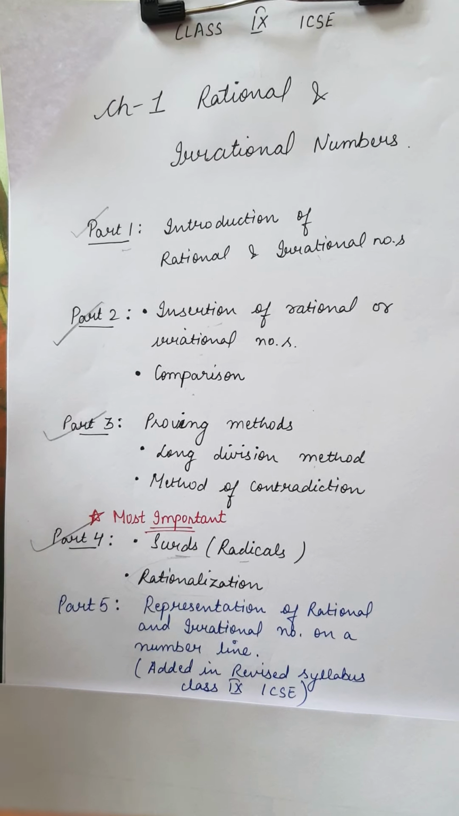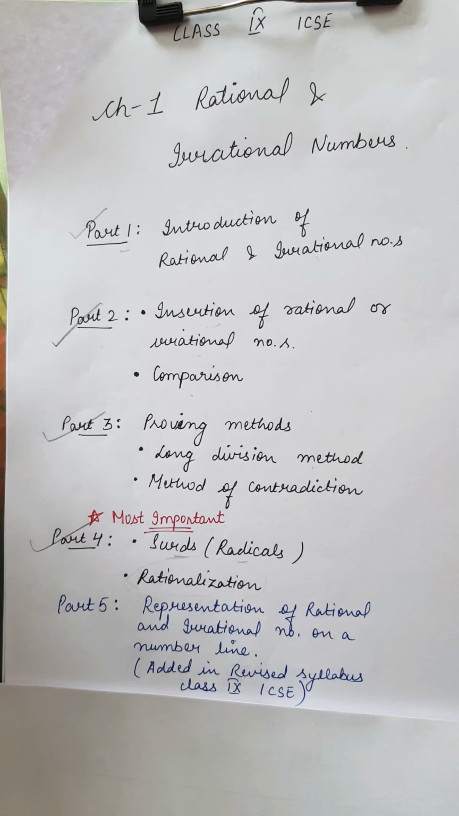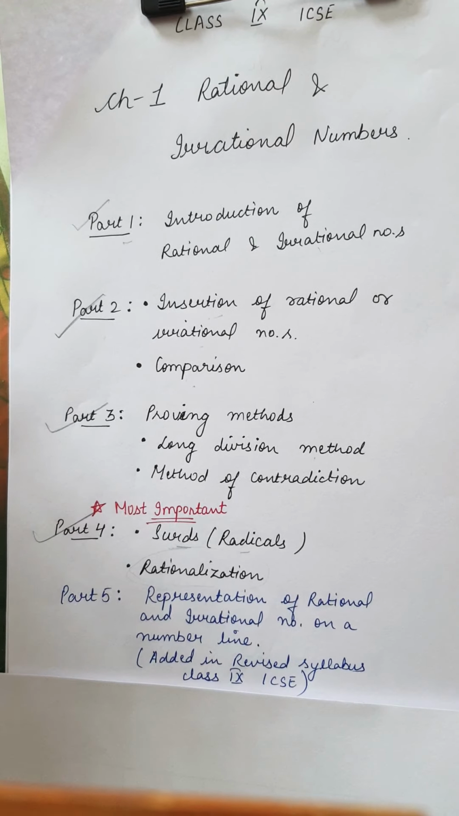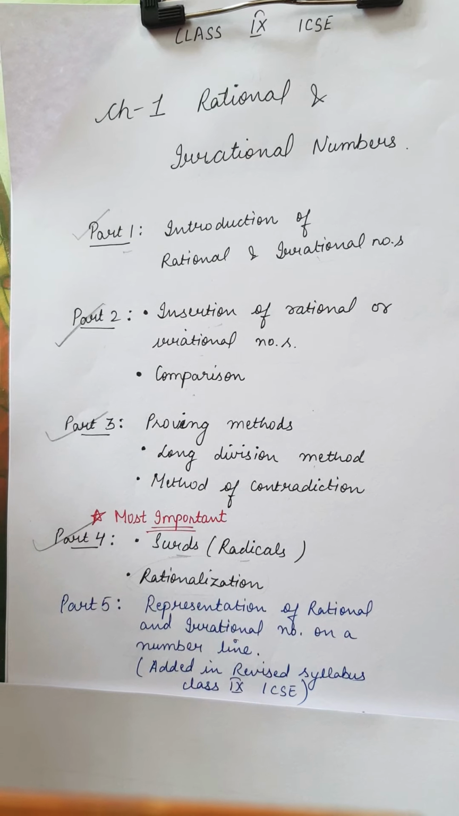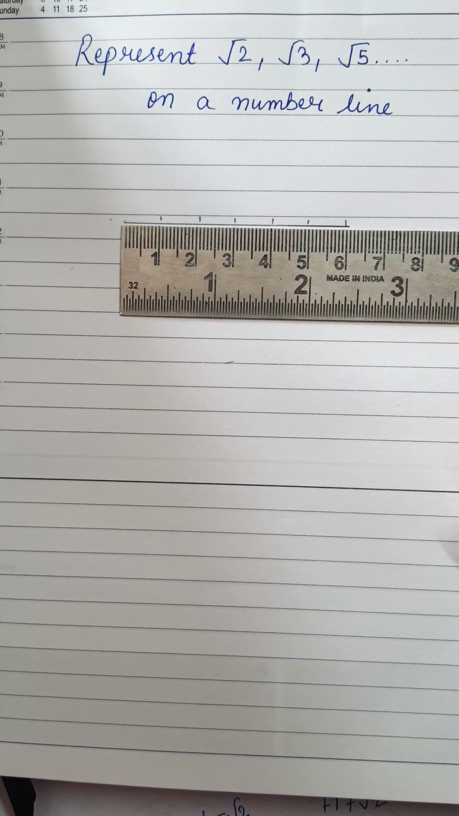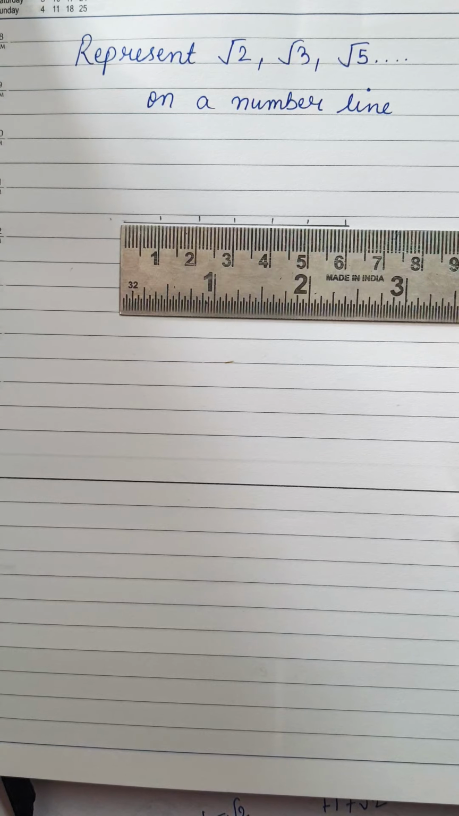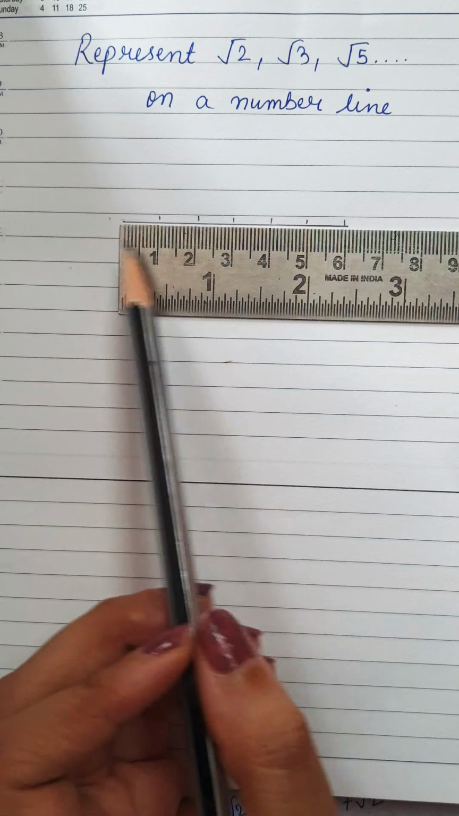Now rational numbers, how to represent it on a number line is very easy. Though irrational numbers are also easy. Let's learn how to represent rational and irrational number on a number line. So let us first see how to represent root 2, root 5 or root 3 irrational numbers on a number line. First you need to draw a number line.